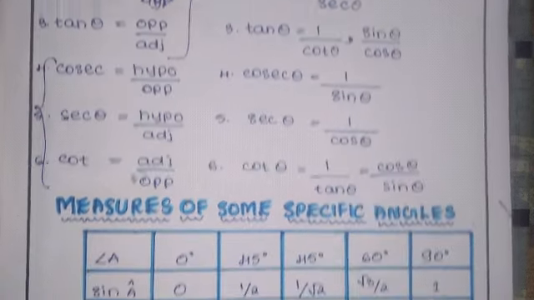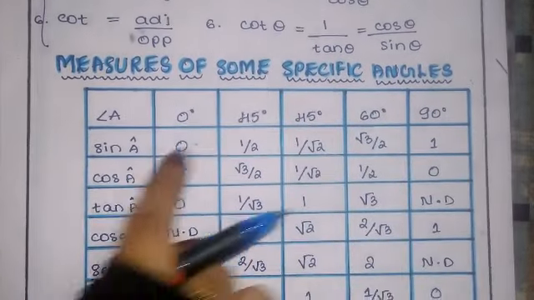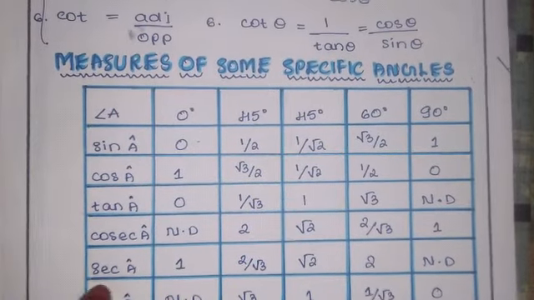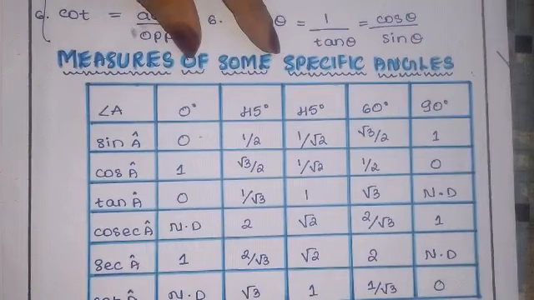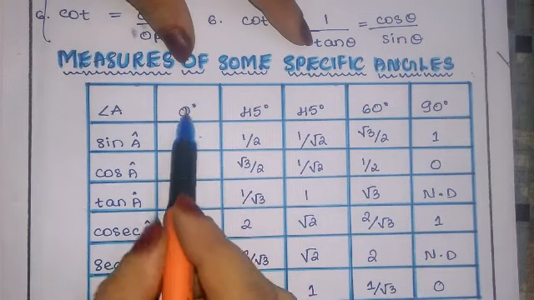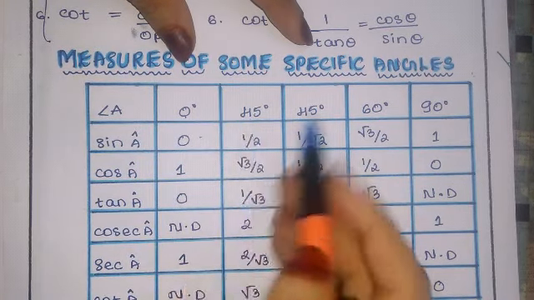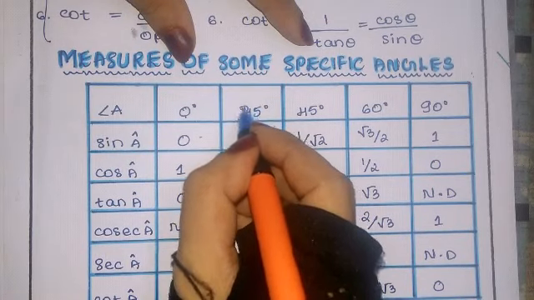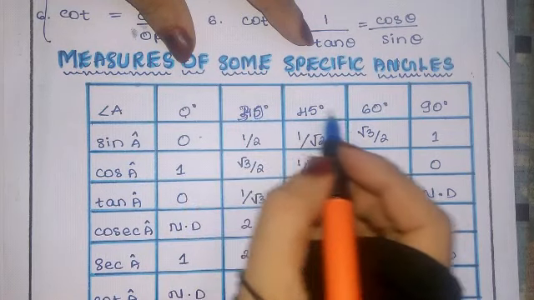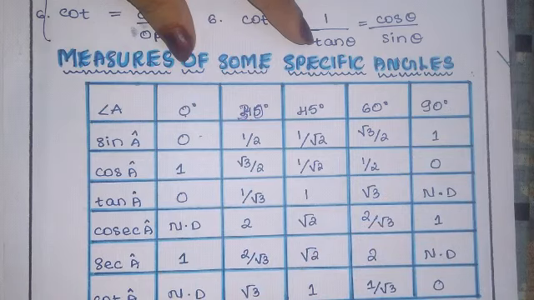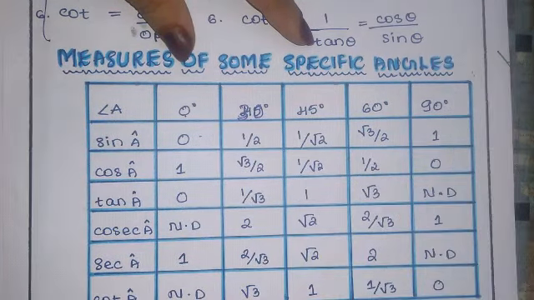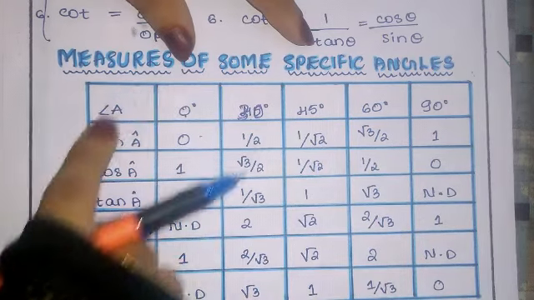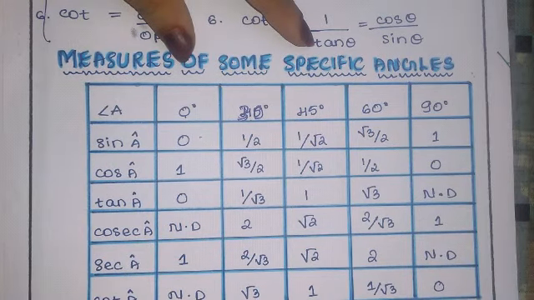So the next very important thing in trigonometry is this table. You should be very well and perfect in this table, that is, the values for some specific angles. So in this trigonometry you will find only 0, 30 degree, 45 degree, 60 degree and 90 degree. And based on this you should know the values very well.